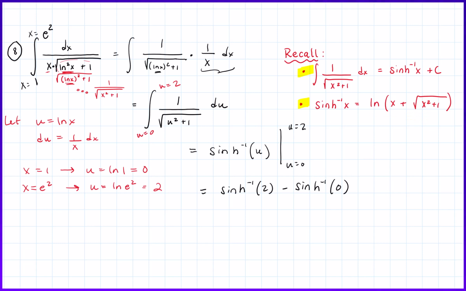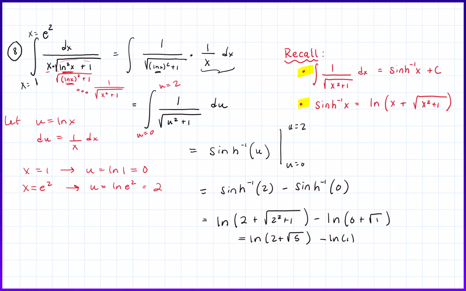So if that's the case, we can actually simplify this. Of course, we could leave it in this form, but the inverse hyperbolic sine of 2 is the natural log of 2 plus the square root of 2 squared plus 1, minus the natural log of, when we plug in 0, we get 0 plus the square root of 1, which is just 1. So the natural log of 1 is 0, and this is the natural log of 2 plus the square root of 5. This is 0, so our answer is the natural log of 2 plus the square root of 5. And we can write our answer in that form.